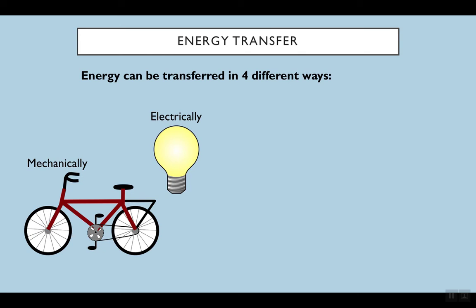Electrically, this is when charges are moving due to a potential difference. These are terms you'll learn when you do electrical circuits, but any circuit is an example of this. Here we've got a bulb lighting up because of the transfer of electrical energy to it.